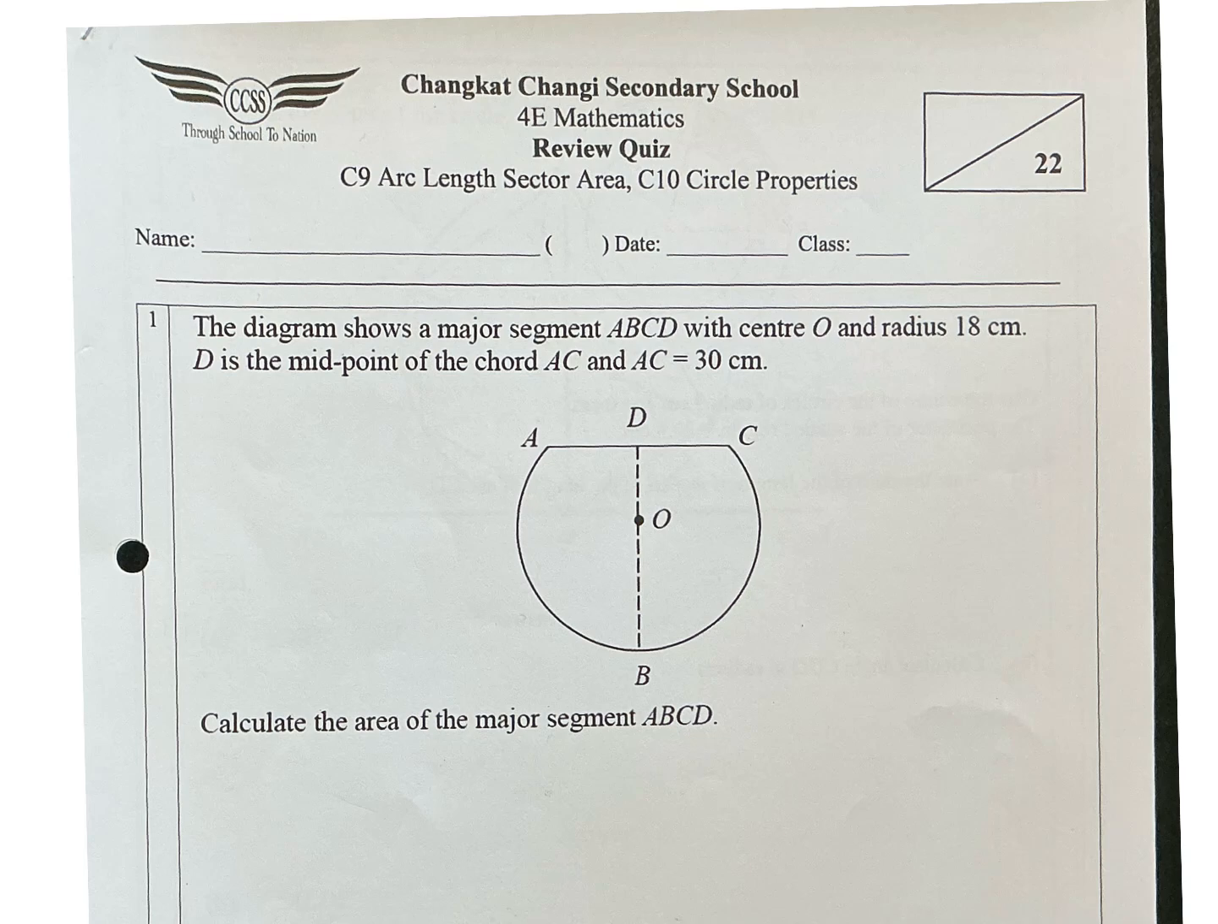So put in your radius. Then the next thing they say is D is the midpoint of chord AC. The chord is this line. It is 30 cm and D is the midpoint. So indirectly they are telling you that this is 15. This is 15 as well.